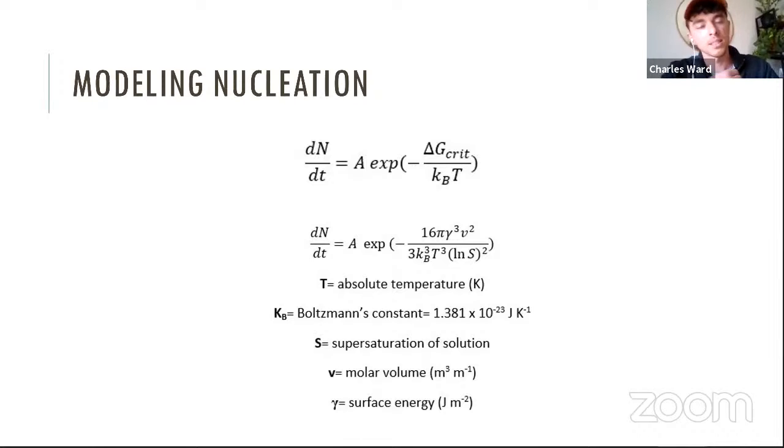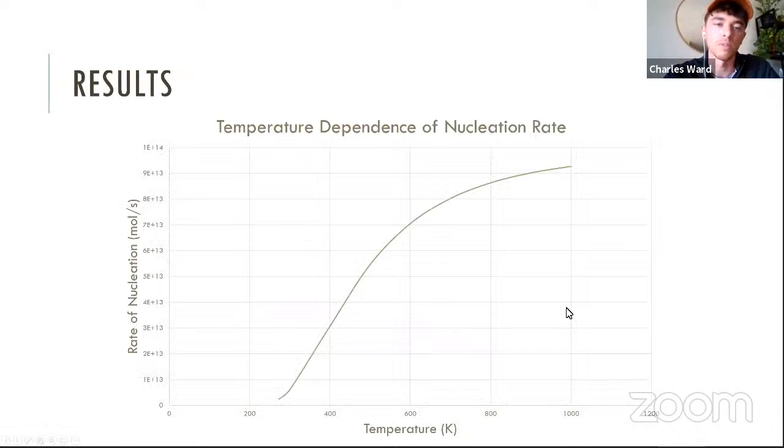Okay, so modeling this, there's this initial equation that relates the change in free energy to the rate, which is this dN/dt variable. And then I use a further derivation that relates a couple different parameters I can control, such as temperature, the saturation of the solution, and the surface energy.